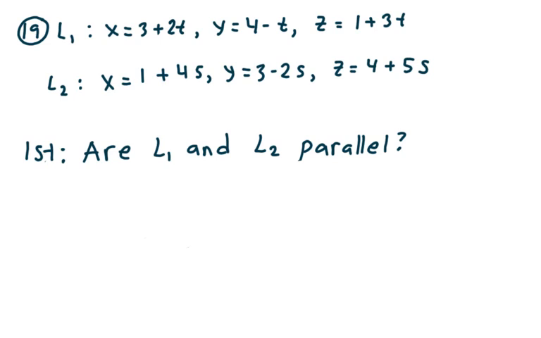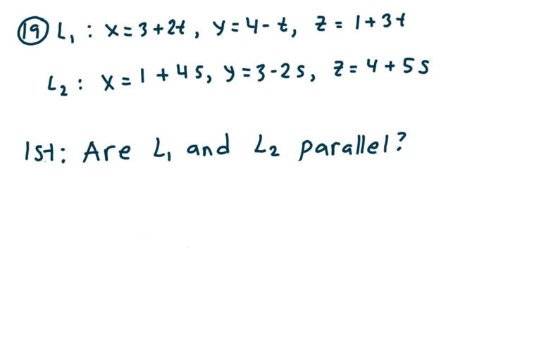Suppose L1 is defined by the parametric equations x equals 3 plus 2t, y equals 4 minus t, and z equals 1 plus 3t. L2 is defined by the parametric equations x equals 1 plus 4s, y equals 3 minus 2s, and z equals 4 plus 5s. First, are L1 and L2 parallel?